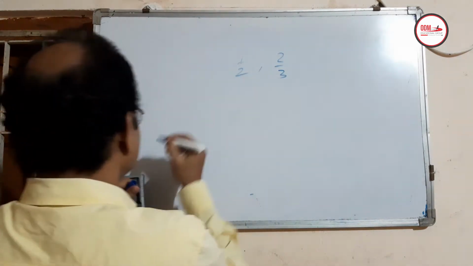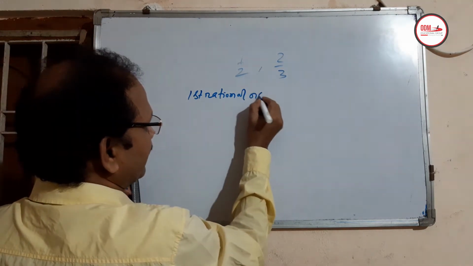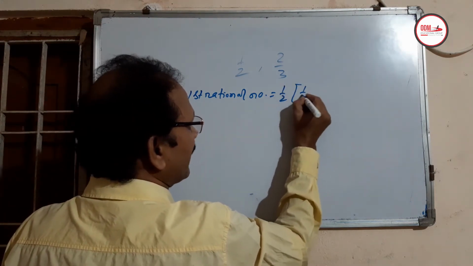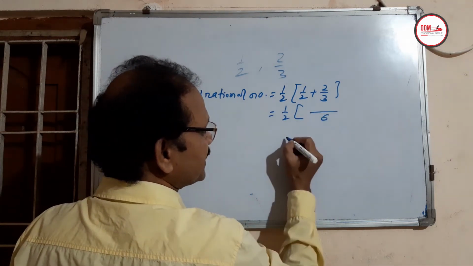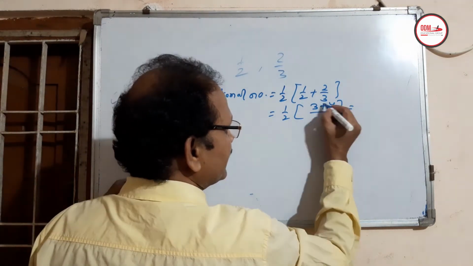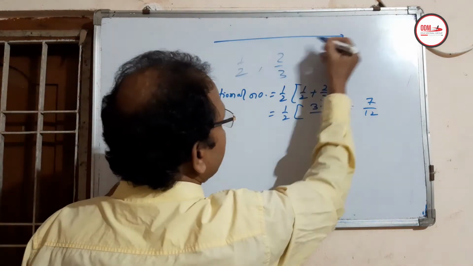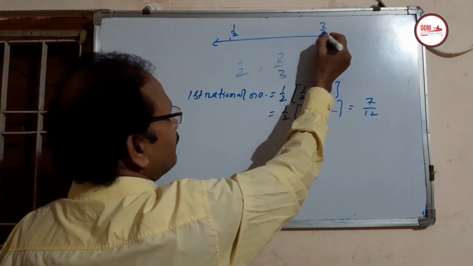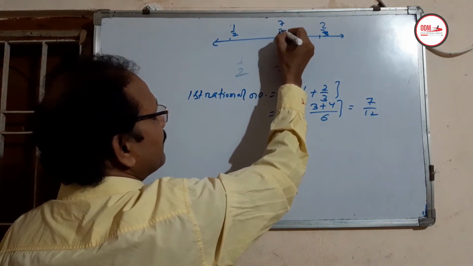Look at this. The first rational number in between these two: how to calculate? Half of 1 by 2 plus 2 by 3. Take the LCM of 2 and 3, which is 6. Now it is 3, and now 4, so that is 7 by 6, and half of that means 7 by 12. If it is a number line, on this number line this is 1 by 2 and this is 2 by 3, then the midpoint is here, and this gives us 7 by 12.